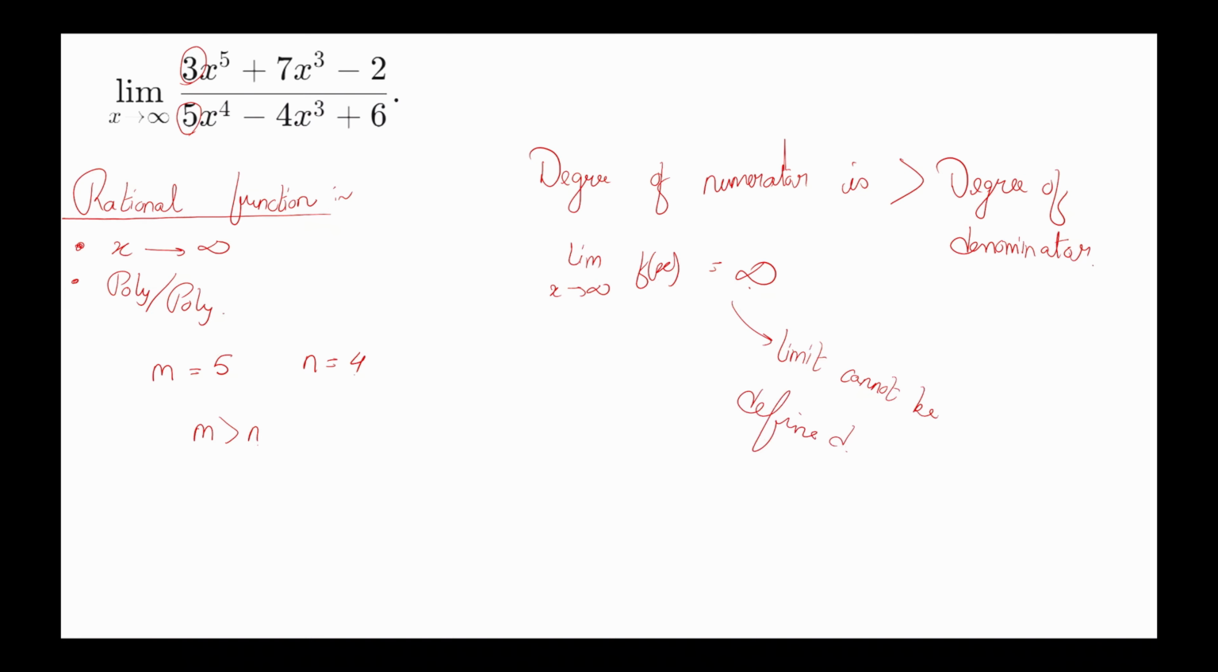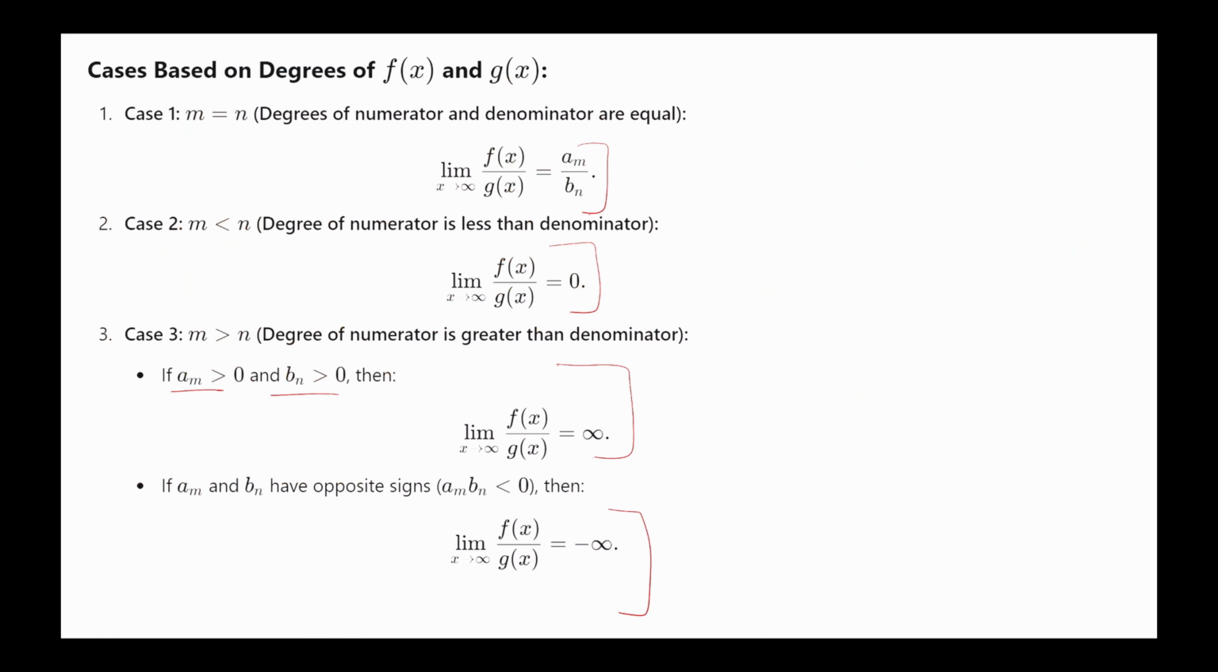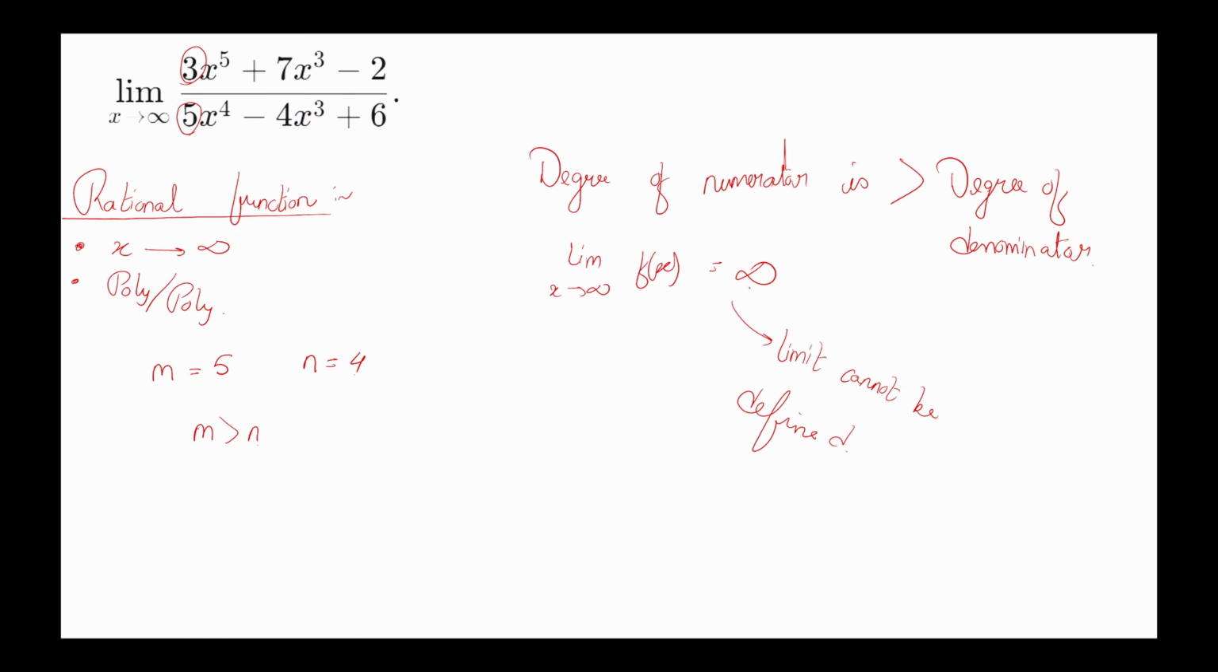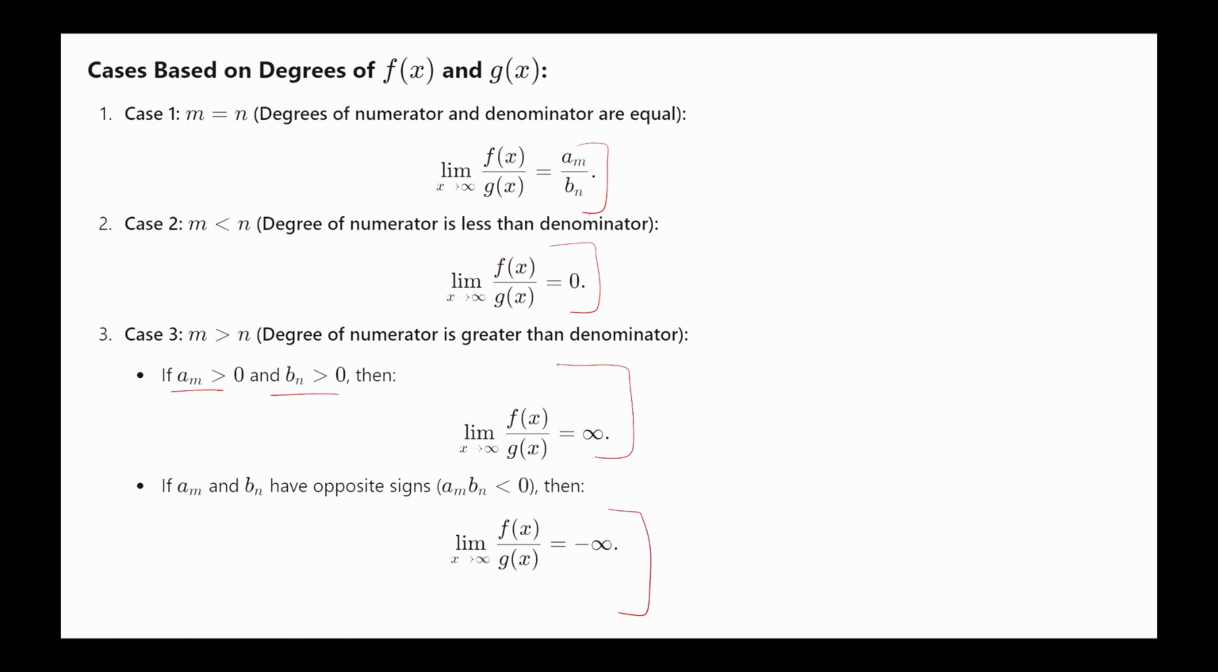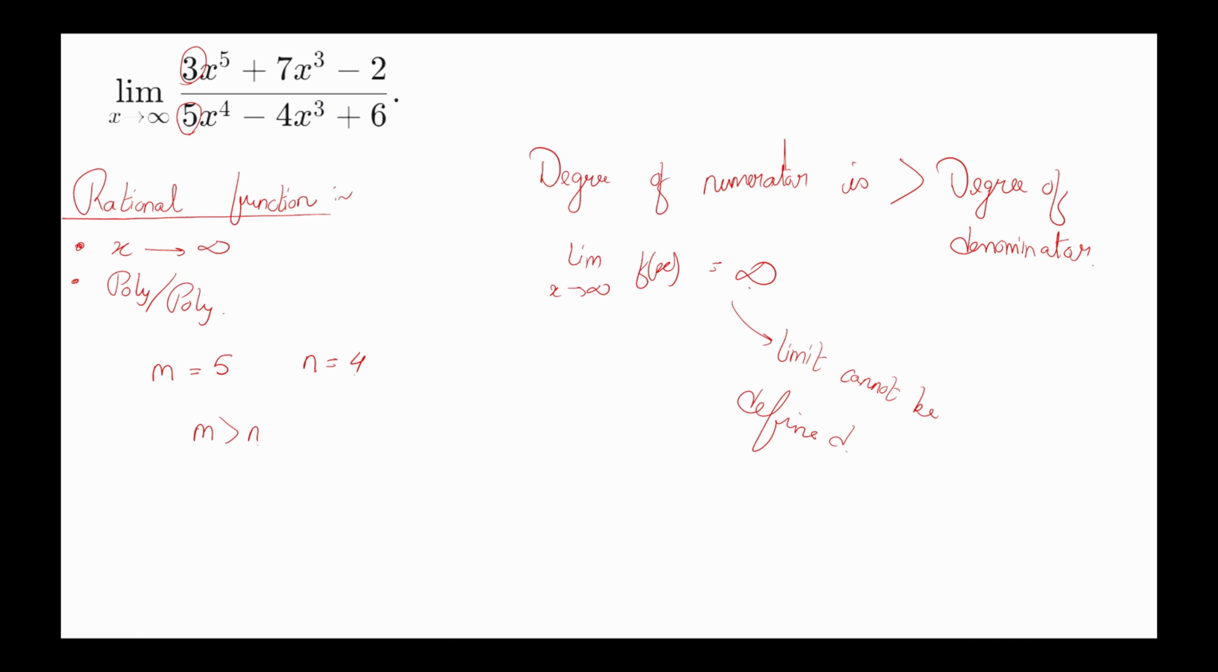So this is how you must check your questions which are related to rational function. Simply check the value of m and n, and based on the cases that you've just found out, you can write down your answer. If you remember these cases, of course, it would become very easy for you to solve.